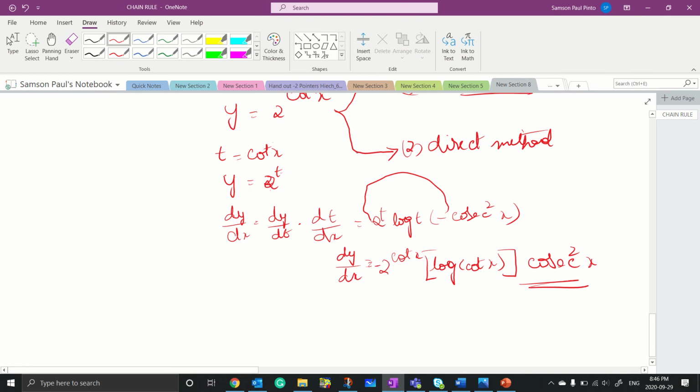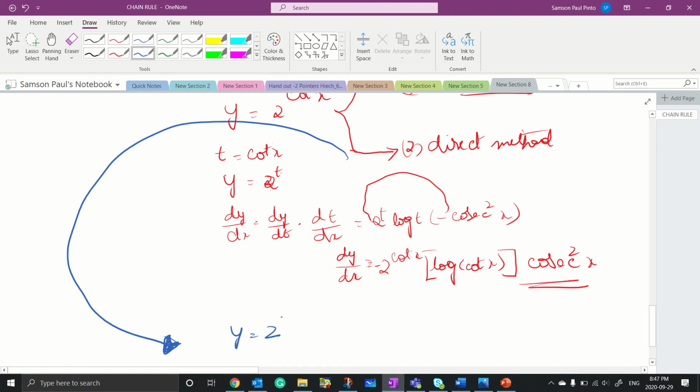Now coming to the direct method, let me use some other color. The direct method is much simpler and I think you'll appreciate it easily. This is the method I told you about, and with practice you can solve directly.